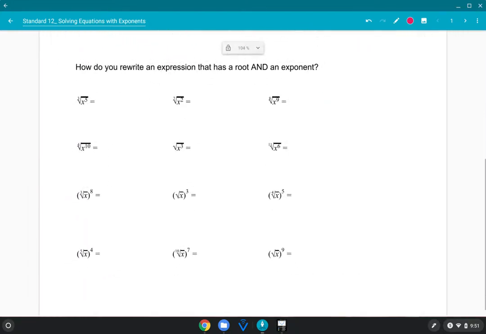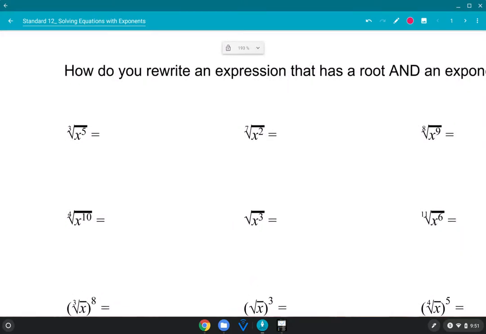Now, how do you rewrite an expression that has a root and an exponent? This is what you would do. This guy, the first one here, has a third root and an exponent of 5. So remember, we're going to say x to the 5th, and then a root goes on the bottom. The root always goes on the bottom. So this is going to be x, the exponent is 2 squared, and the root is 7, like that.